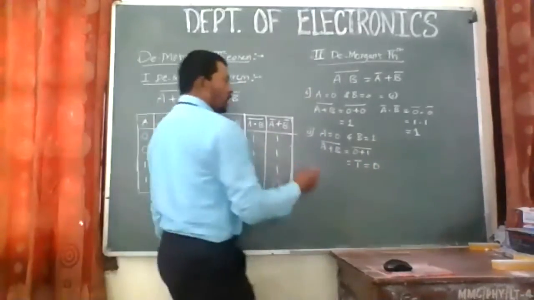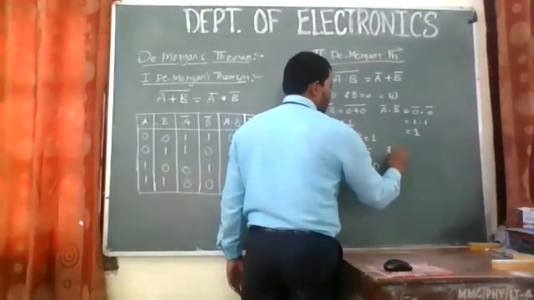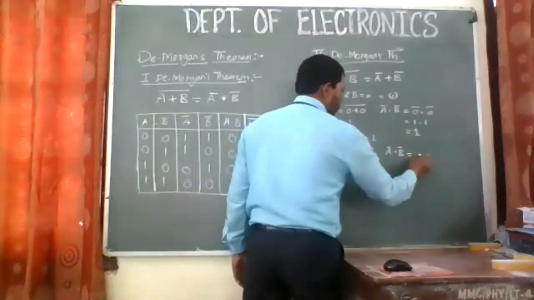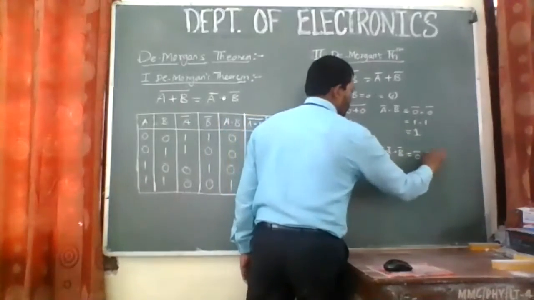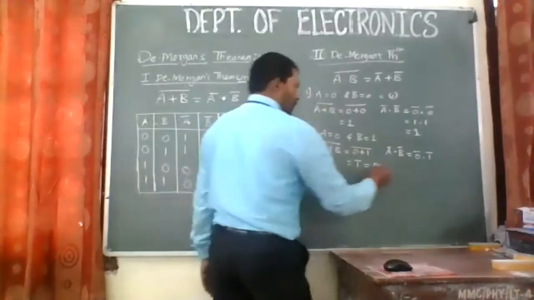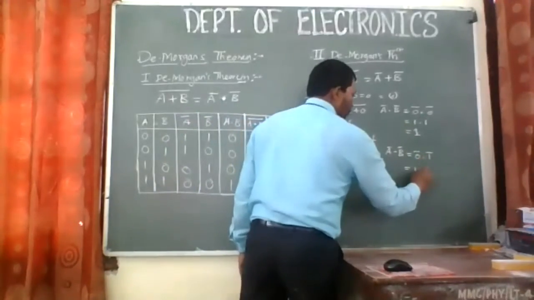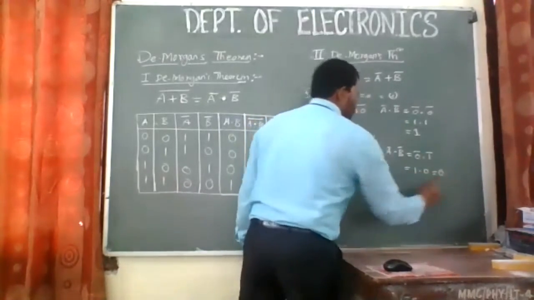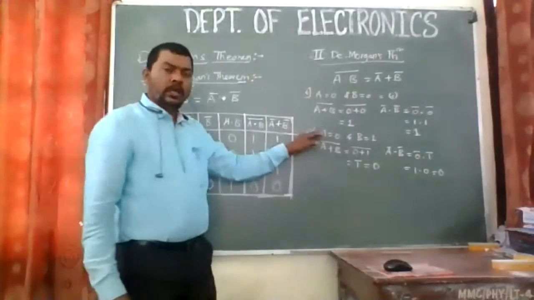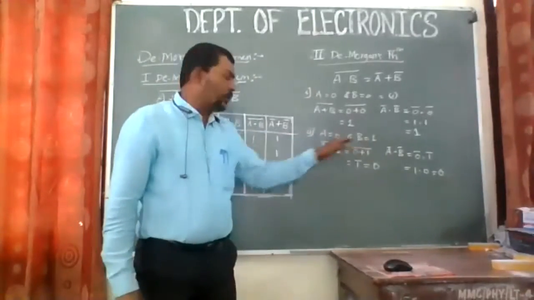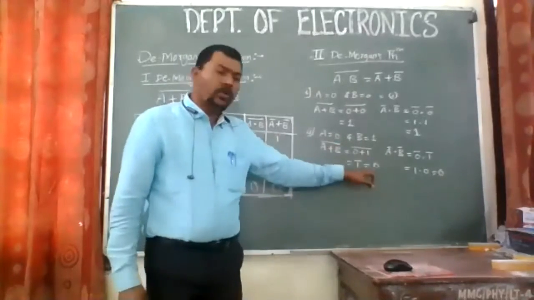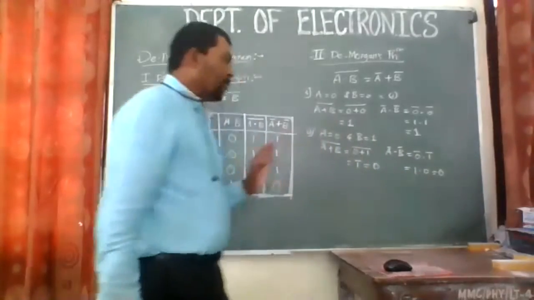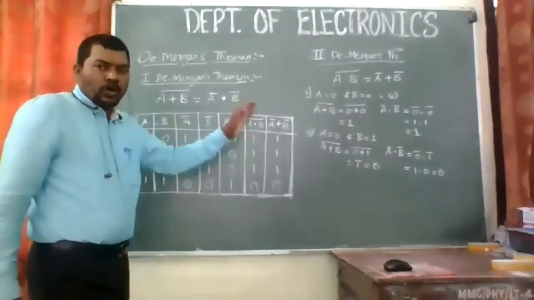Similarly, A complement dot B complement will give you 0 complement dot 1 complement, right? So this is 1 dot 0, that is an AND operation, and it will give you 0. Hence the second condition is also proved. A equal to 0 and B equal to 1, in which (A plus B) complement equals 0 and A complement dot B complement is also equal to 0. So the second condition is also proved.